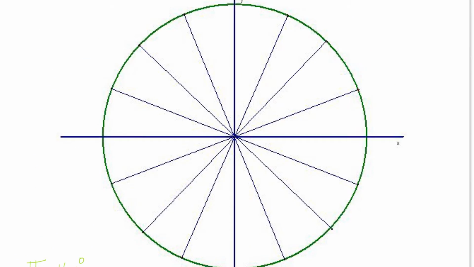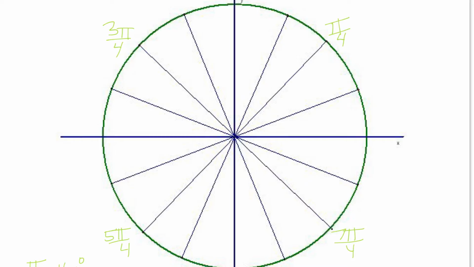So if we're looking at this big angle, right in the middle of the first quadrant, this would be our pi over 4. In the middle of the second quadrant is our 3 pi over 4. In the middle of our third quadrant would be 5 pi over 4. And in the middle of our fourth quadrant would be 7 pi over 4.